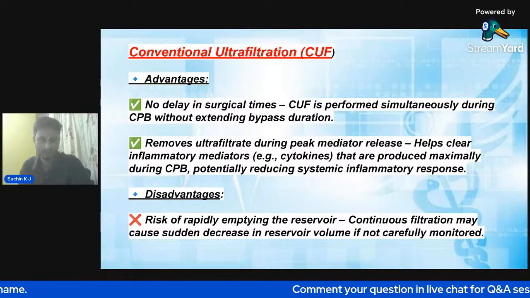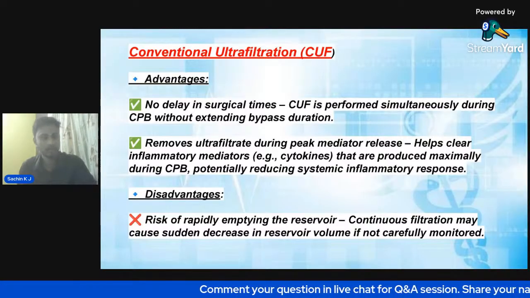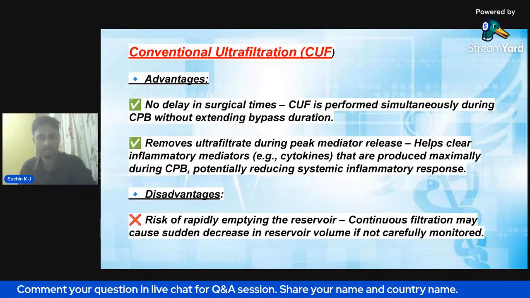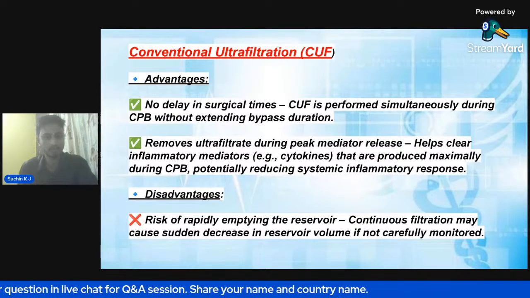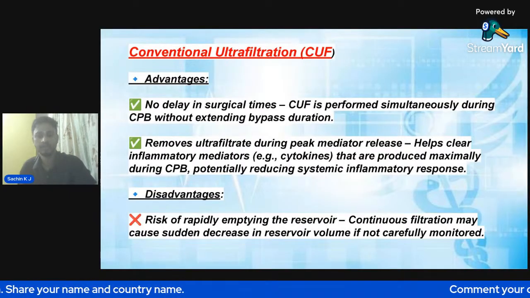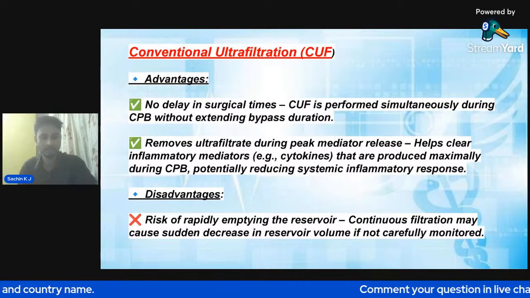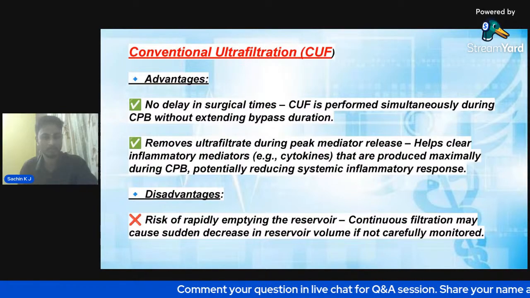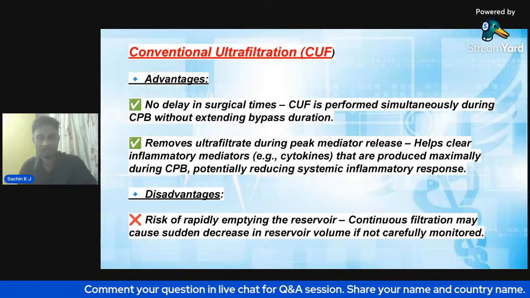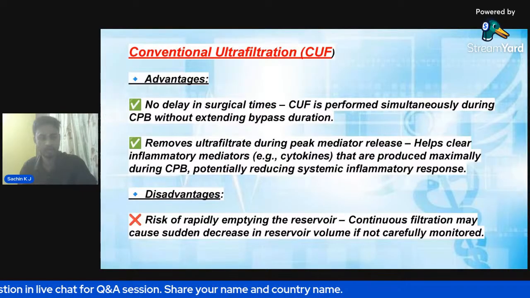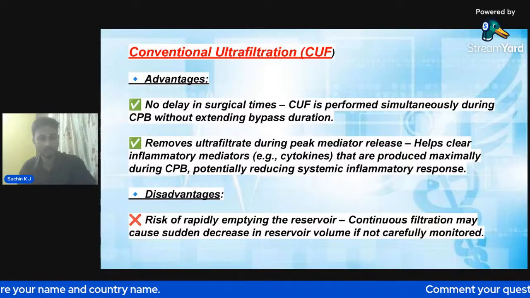Conventional ultrafiltration advantages. First, no delay in surgical times. CUF is performed simultaneously during CPB without extending bypass duration. It removes ultrafiltrate during peak mediator release, helps clear inflammatory mediators, for example cytokines, that are produced maximally during CPB, potentially reducing the systemic inflammatory response. And if there is low hematocrit and high fluid overload, it will be very useful.